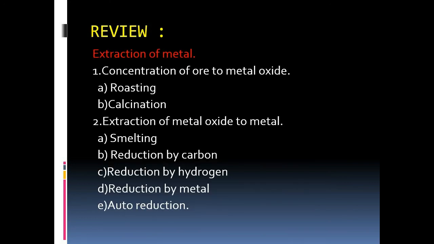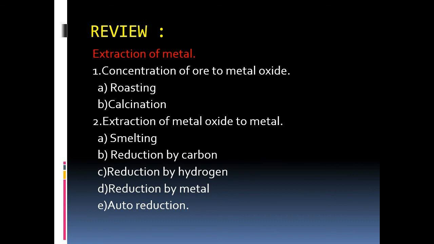So these are the things we have seen today. Let's review what we have seen in today's class. First, extraction of metal. In extraction of metal, there are two processes. One is concentration of ore to metal oxide. Second, extraction of metal oxide to its metal. In the first process, concentration of ore to metal oxide, it can be done by two methods. One is roasting, another one is calcination. Roasting means we have to heat in the presence of air. But in calcination, we have to heat in the absence of air or with a limited supply of air.